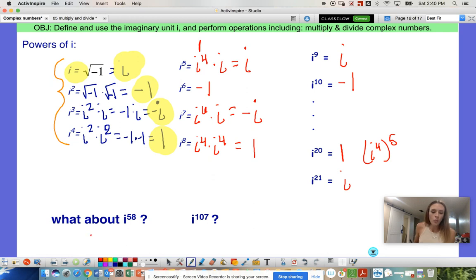Okay. The way I think about I to the 58th: the closest number that has a factor of 4 is 56. So we're going to say I to the 56th, and then how many more do we have left after that? Well, we have I squared after that. So I to the 56th, we know that's just 1, and I squared is just -1. So we have -1.